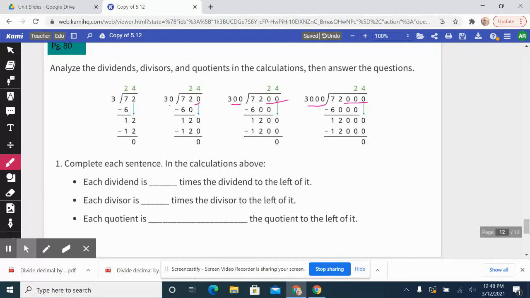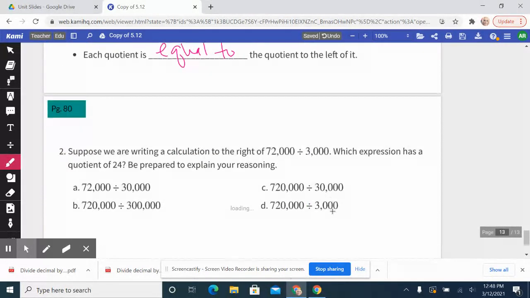Okay, so we're going to complete each sentence. Each dividend is 10 times, so please fill in the blank, the dividend to the left of it. Each divisor is 10 times the divisor to the left of it. Each quotient would be equal to the quotient to the left of it. So you're just filling in the blanks on page 80 for number 1. All right, and this is where we end.